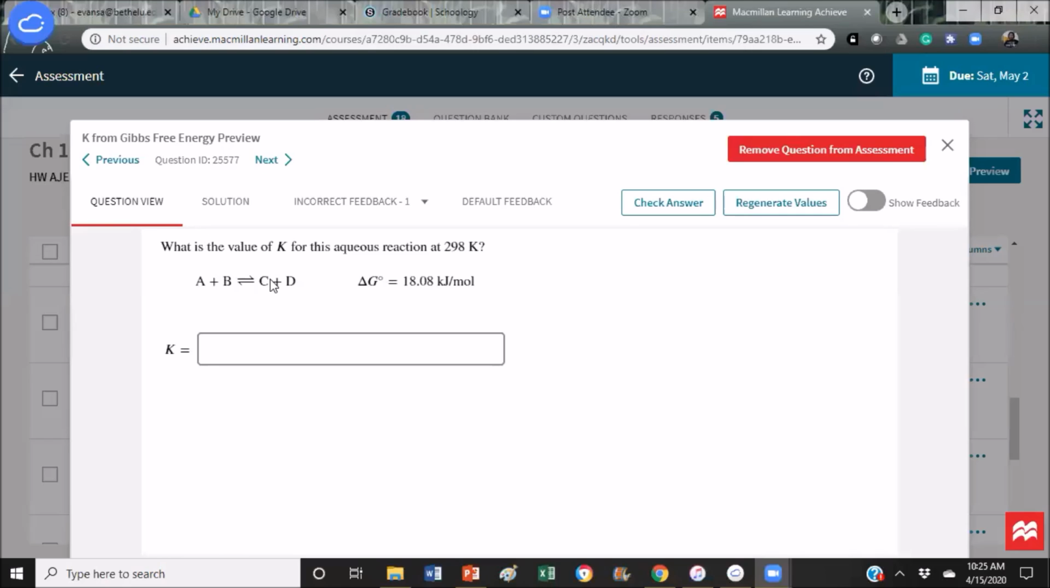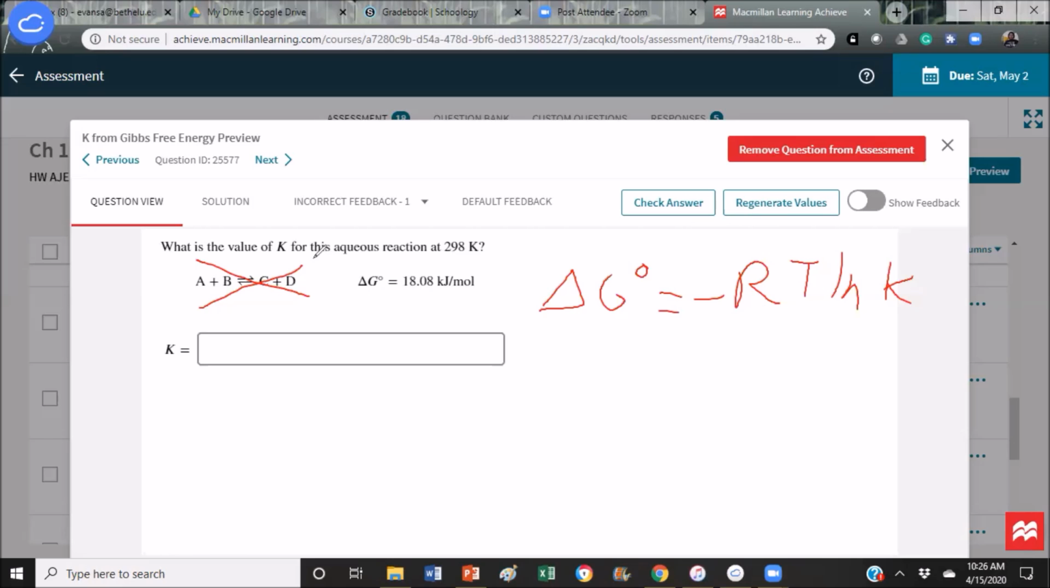Okay, there you go. This is number 11 in the chapter 18 homework, now that you can actually see it. So a generic reaction, A plus B goes to C and D. That part doesn't matter. Delta G standard is 18.08, at 298. So the equation is delta G standard equals negative RT ln K. If you're not trying to find a concentration of any of these products or reactants, you don't need the other equation.